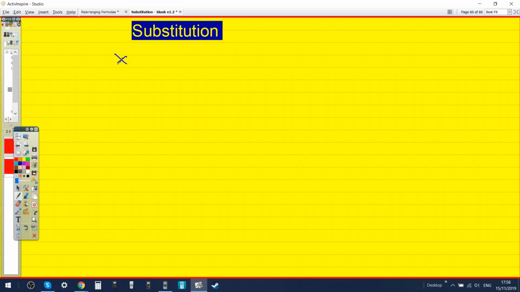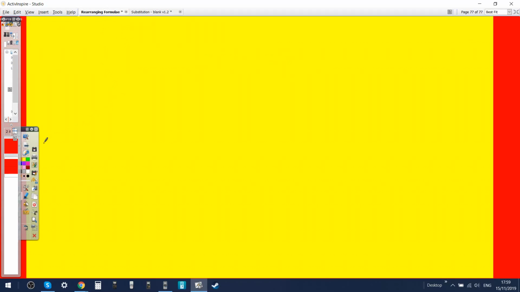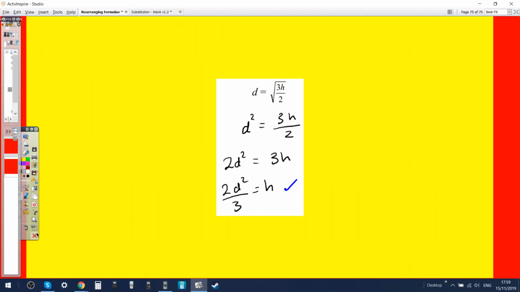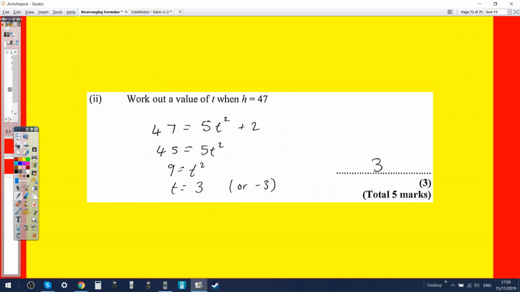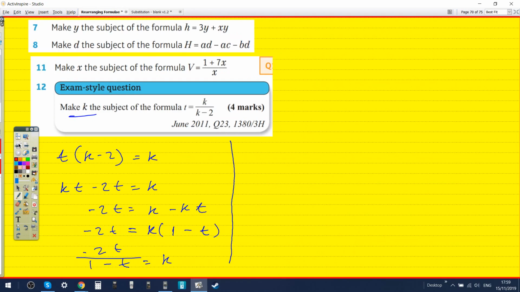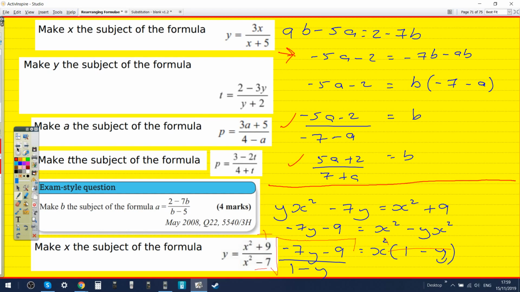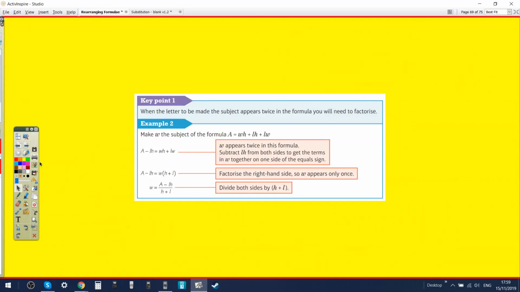So substitution, how do you feel about that? Pretty confident, I would say. That's alright. And then rearranging formulae. That one we didn't need to worry about. So these ones, yeah. This one was just about, you just bring them together and do it that way. Yeah, so you have two separate terms, and so you factorize it and divide through.